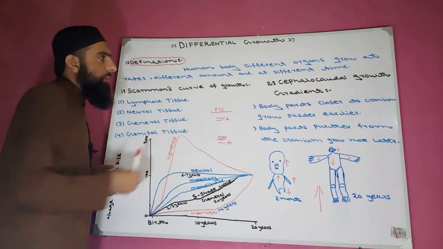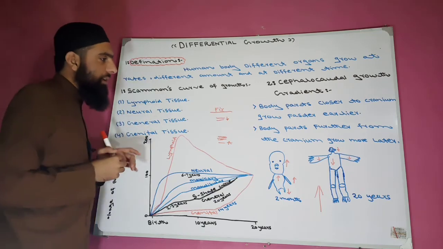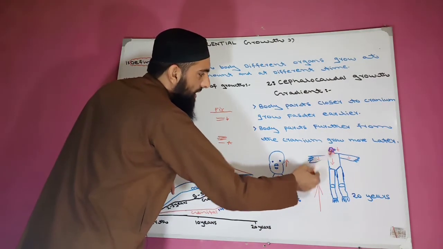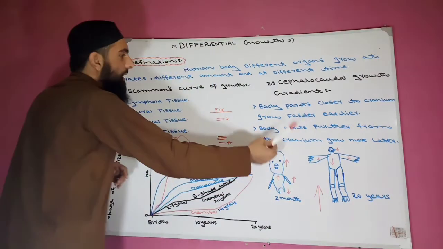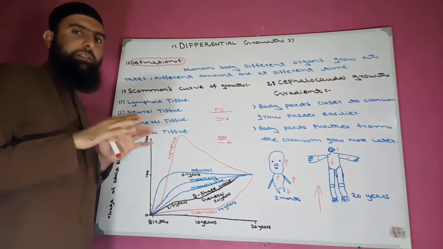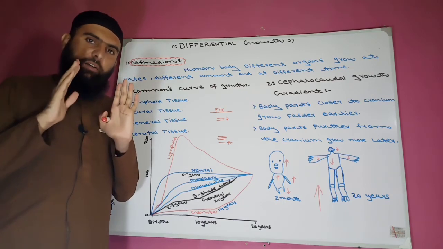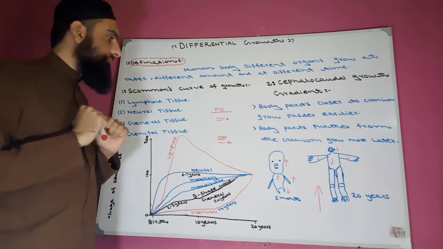Now here, due to the cephalocaudal growth gradient, we understand the basic concept. The structures near to the cranium have different growth, and the structures away from the cranium have a different growth. This concept also proves the differential growth, which says that human body organs grow at different rates, different amounts, and different times.